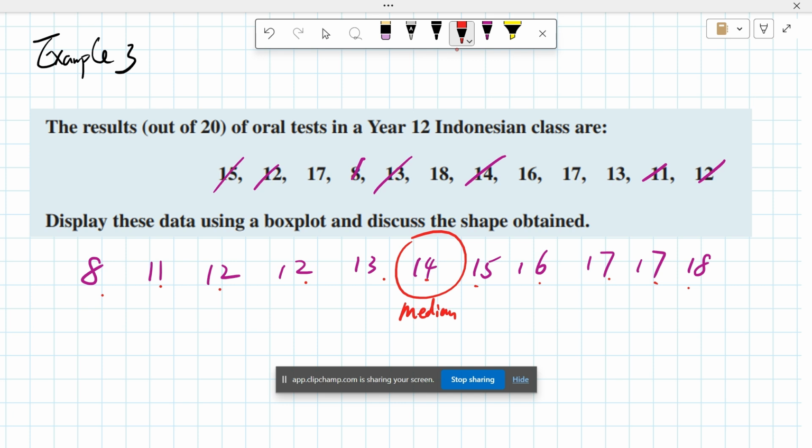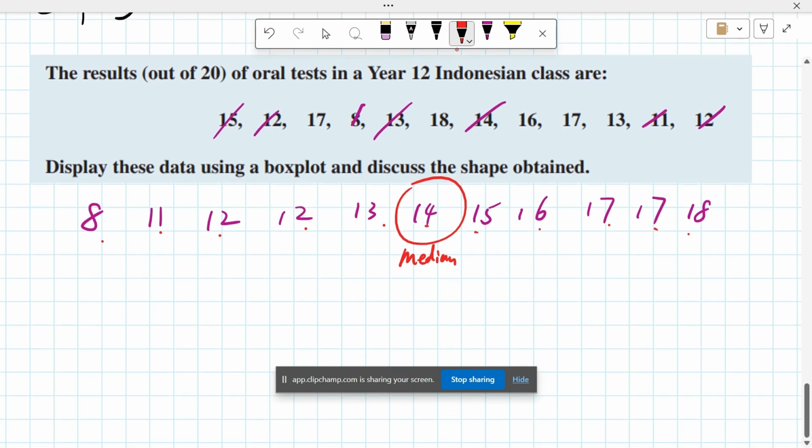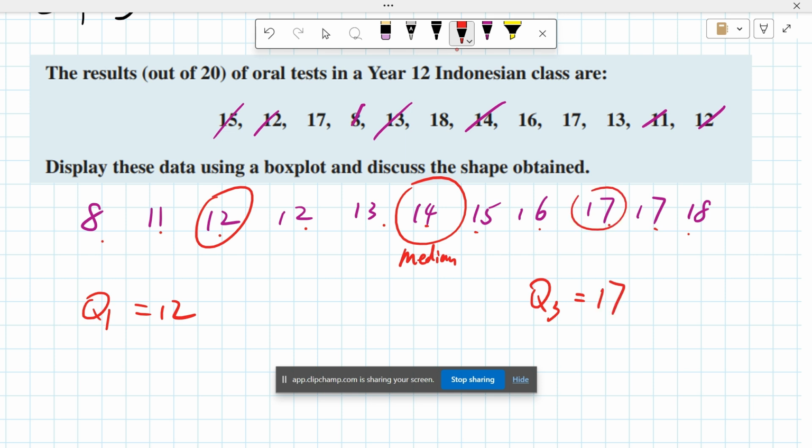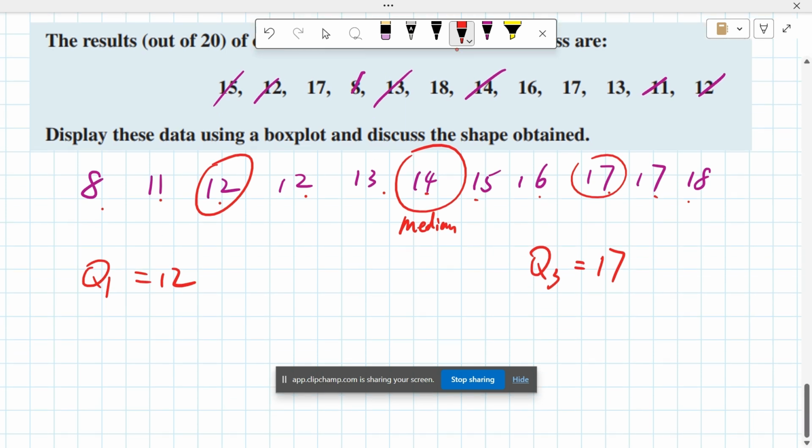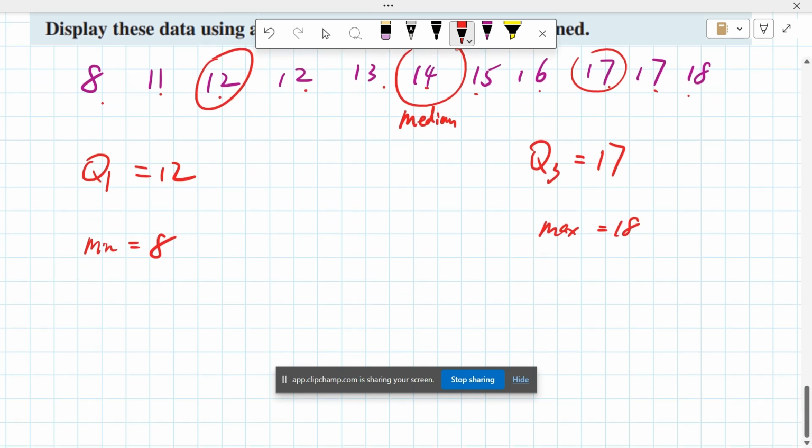And another thing we do is use the lower half and upper half, where we find Q1 by hand. So Q1 is 12, and Q3 will be 17. Once you have these, the lowest score is 8, so the minimum is equal to 8, and the maximum will be equal to 18. All right, perfect. What else do we need?